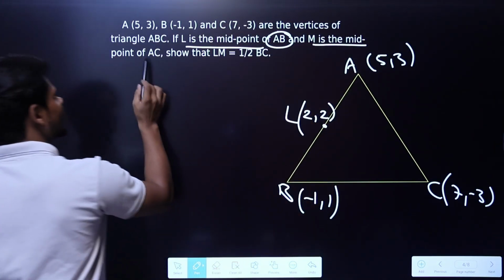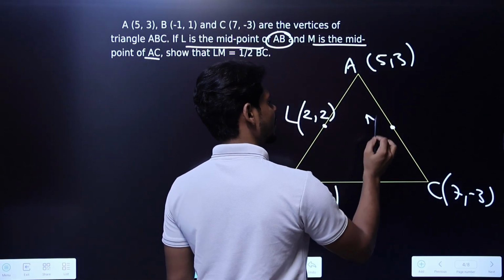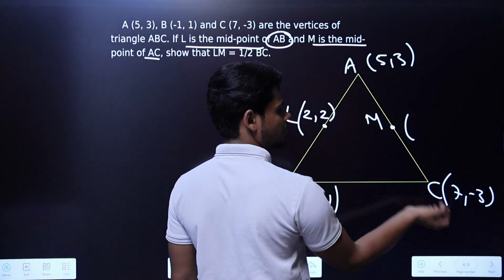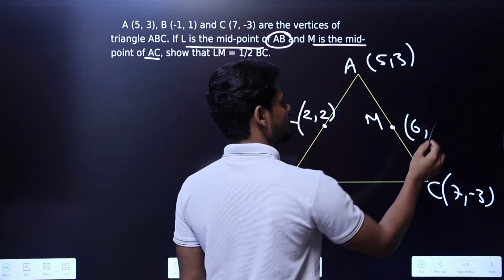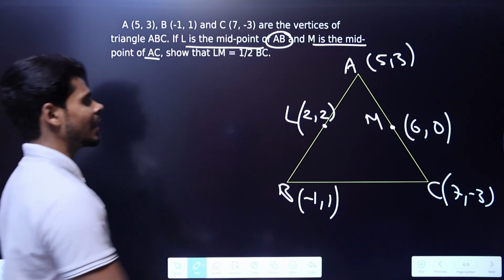Next, M is the midpoint of AC. Where is AC? This is AC. Here M is a point that is the midpoint. Let's find. X1 plus X2, 5 plus 7, 12. 12 divided by 2, that is 6. Then this plus this comes out to be 0. So 0 upon any number is 0. So we have already found L and M.